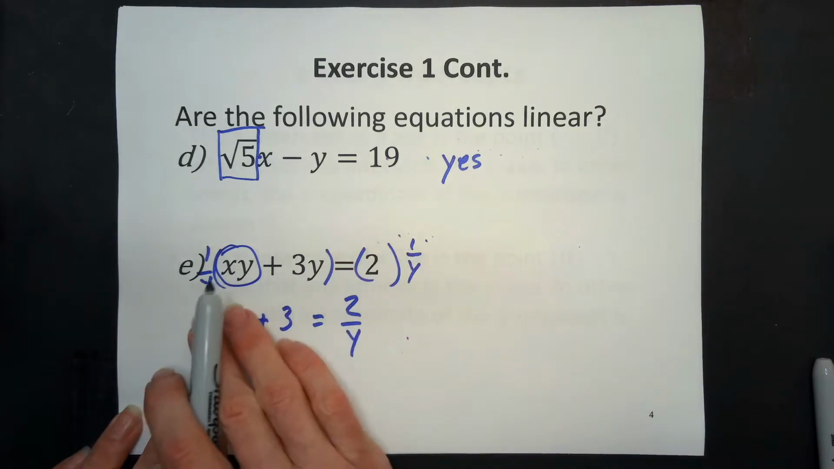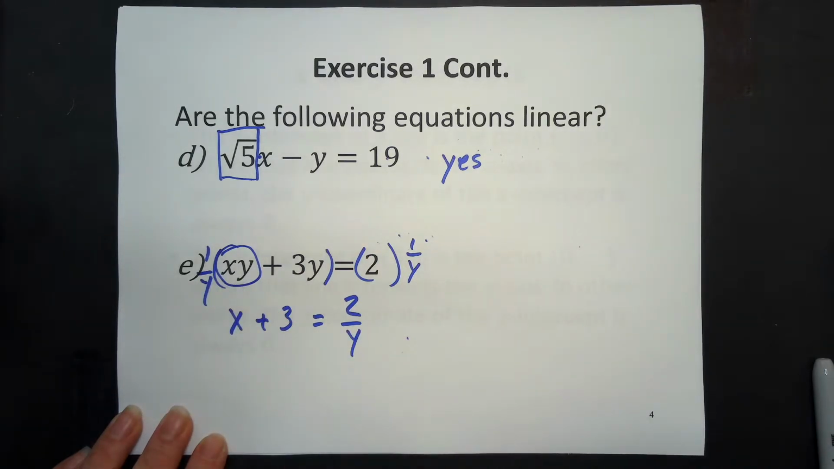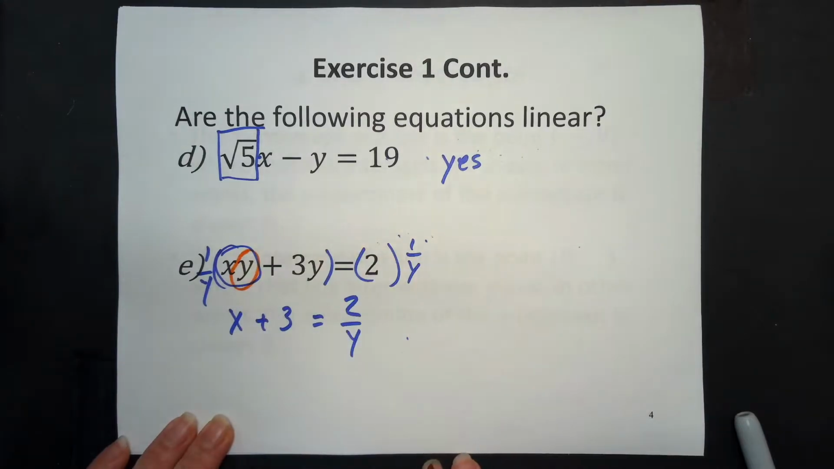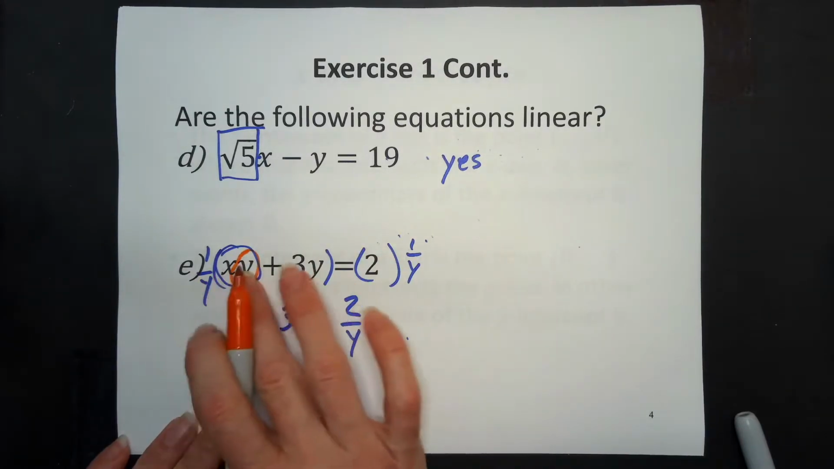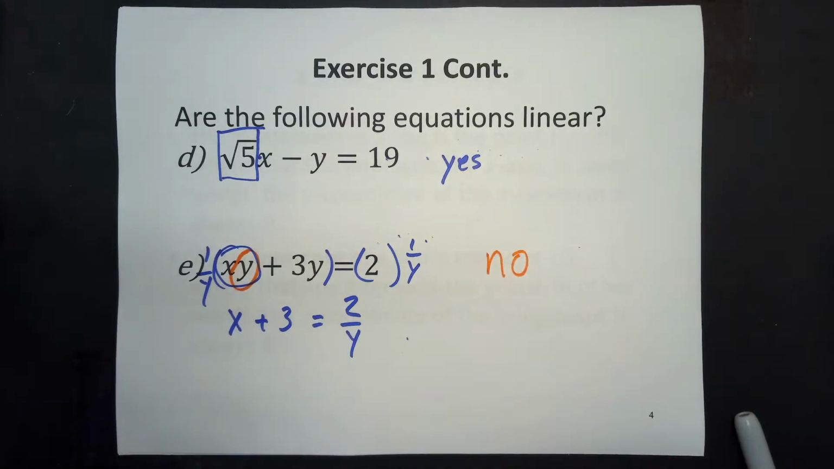Even if I tried to correct that by dividing everything by y, it still wouldn't give me a linear equation, because I get that y stuck in the denominator. So this y right here is our problem. It's our x times our y. We already have a y term. This is x times y. That gives us trouble, and the answer is no for E.